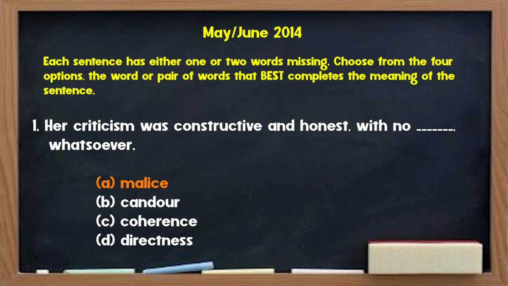Given this sentence, the best option would be A. Malice, since malice refers to causing injury or pain. But here, when we insert malice, it would be the absence of injury or pain. So her criticism was constructive and honest with no malice whatsoever.